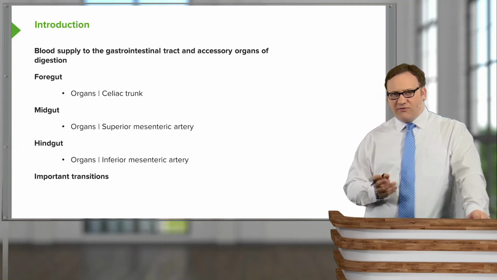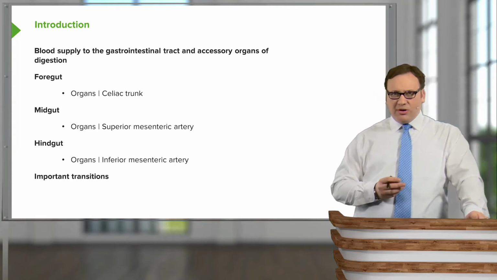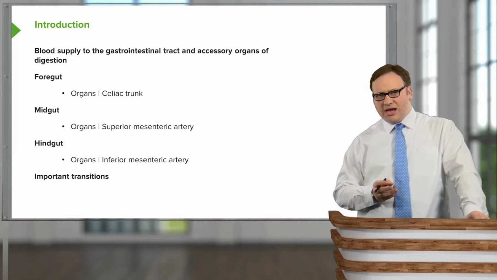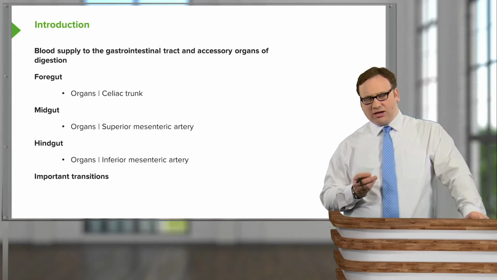What we need to do is, first of all, imagine the gastrointestinal tract as one long, continuous tube, and we can divide it into foregut, midgut, and hindgut. And what we're going to do is look at the organs that make up the foregut and explain how they're supplied by the celiac trunk.